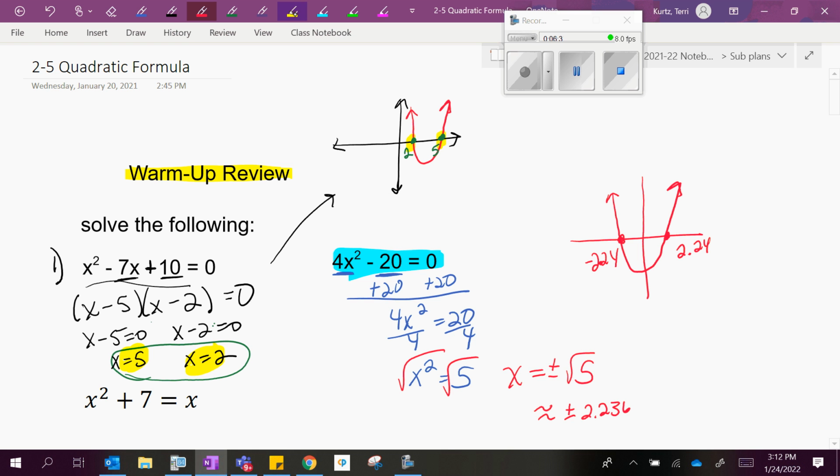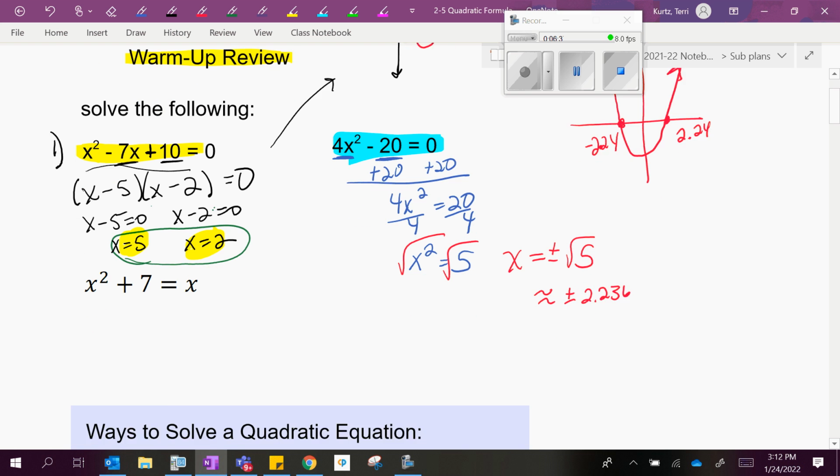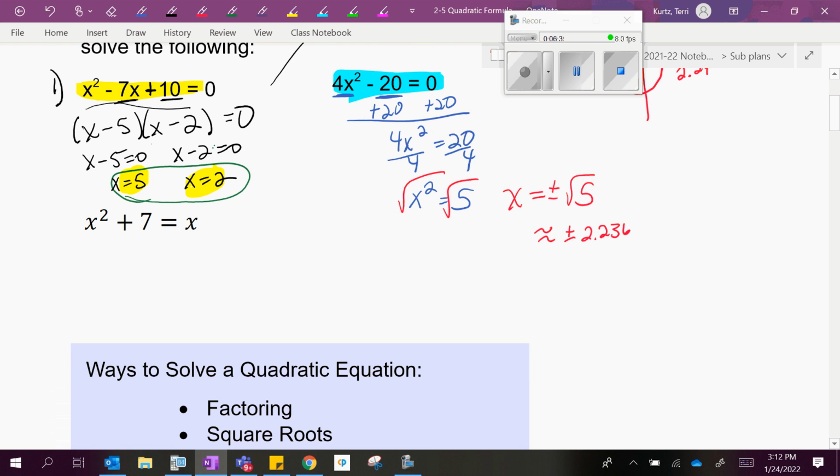Okay, so again, two ways we've learned to solve so far. But I want to look at a third possibility. Let's look at this example. Again, it's three terms. We've got an x squared, we've got an x, we've got a number. So let's follow our procedure, and let's set it equal to 0 and put it in standard form. So we get x squared minus x plus 7.